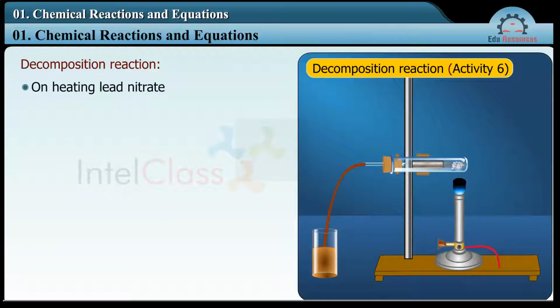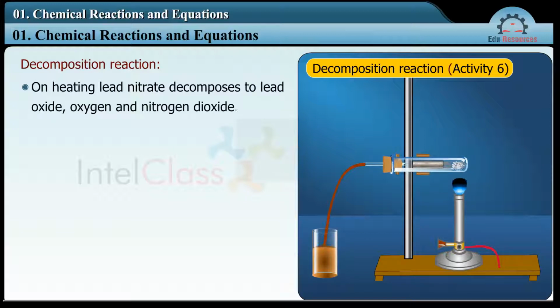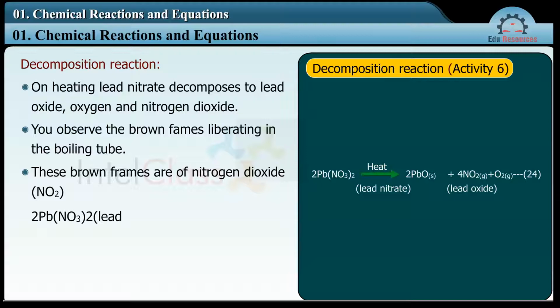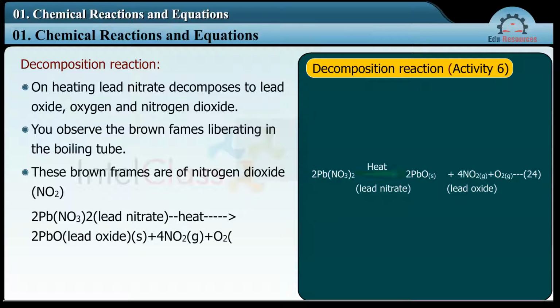On heating, lead nitrate decomposes to lead oxide, oxygen and nitrogen dioxide. You observe the brown fumes liberating in the boiling tube, and these brown fumes are of nitrogen dioxide, NO2. 2Pb(NO3)2 in the presence of heat gives rise to 2PbO plus 4NO2 plus O2. This is also a thermal decomposition reaction.